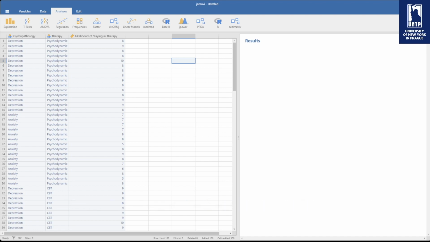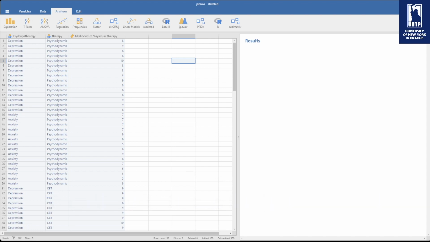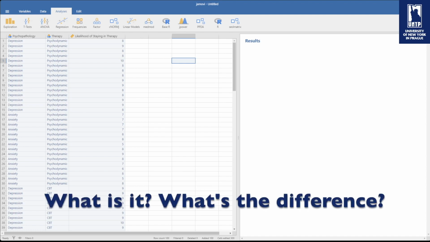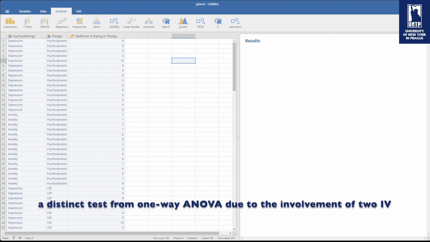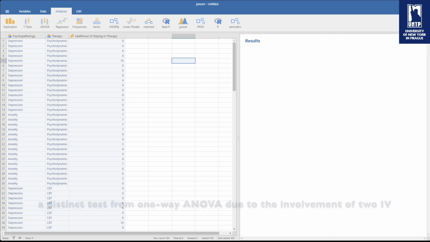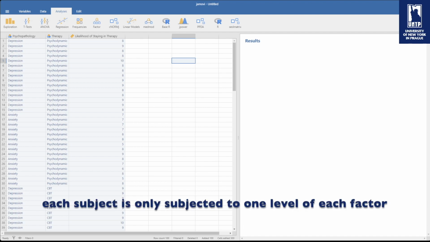But let us discuss two-way between-subjects ANOVA. You've heard one-way between-subjects ANOVA, you've heard one-way within-subjects ANOVA, but you have never heard of two-way ANOVA. So what is it? What is the difference? Two-way between-subjects ANOVA is a distinct test from one-way ANOVA due to the involvement of two independent variables, and it contrasts with within-subjects ANOVA because there is no within factor there, so that's pretty easy. Each subject is only subjected to one level of each factor.